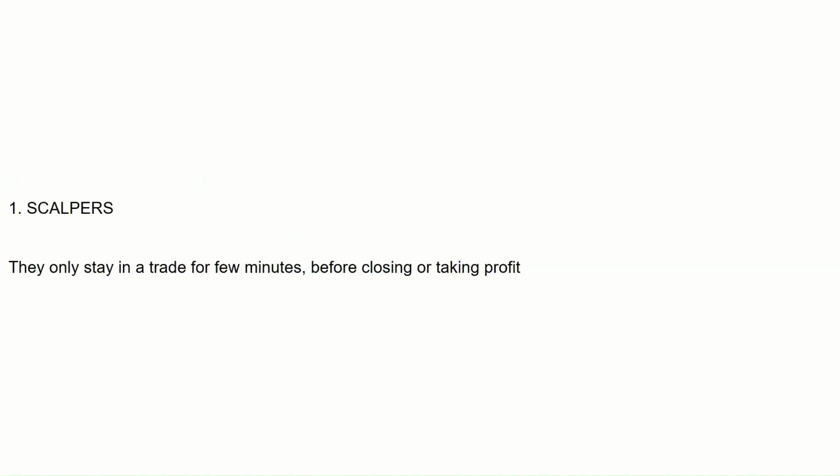So, types of forex traders. We have various types of forex traders. We have scalpers. They only stay in a trade for a few minutes before closing or taking profit. This type of traders, they are not interested in holding a trade for a long time. So once they enter a trade, they only stay in the trade for a few minutes before their take profit hits, or before they close the trade themselves manually. So this type of traders are what we call scalpers.